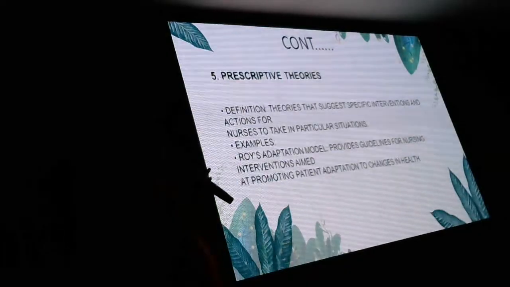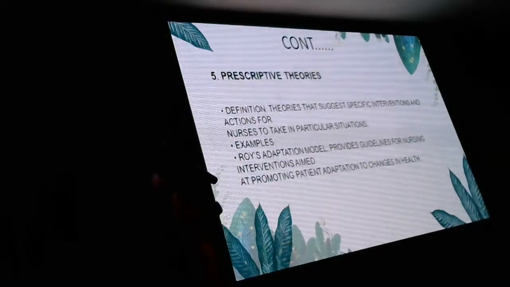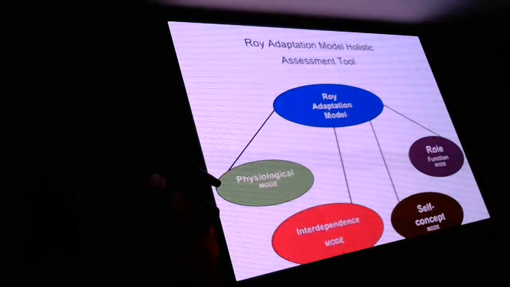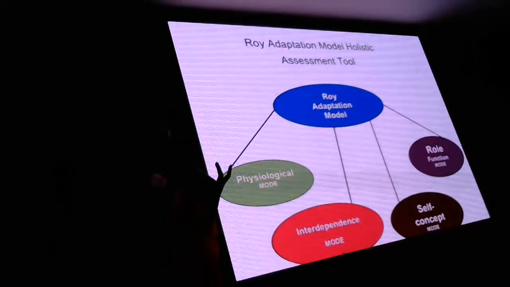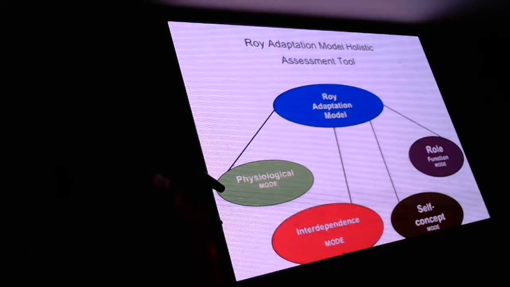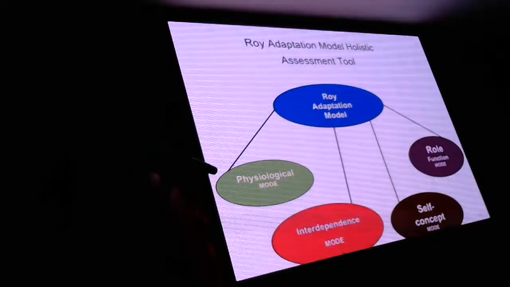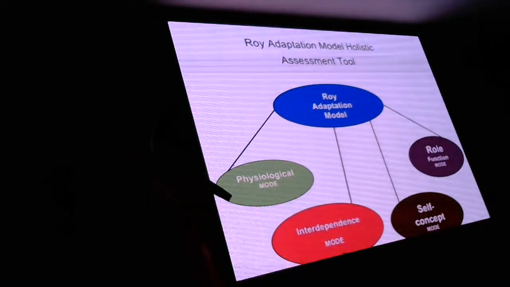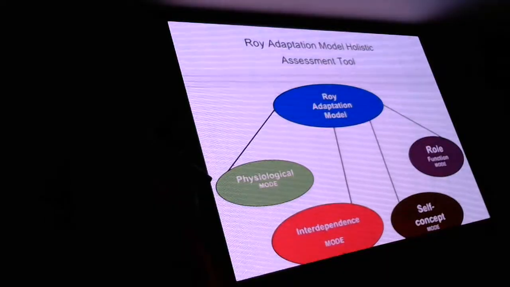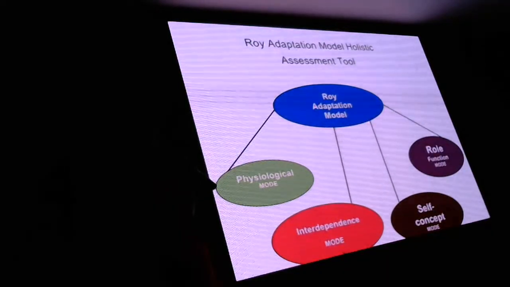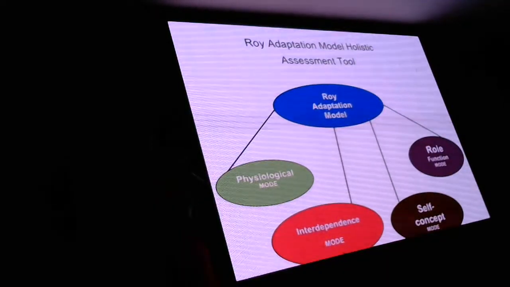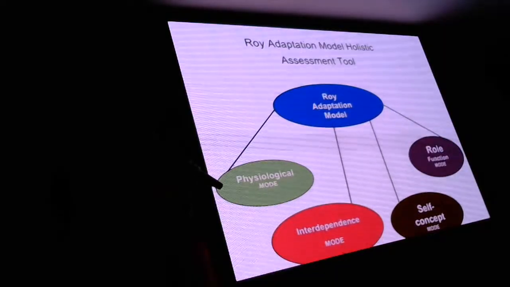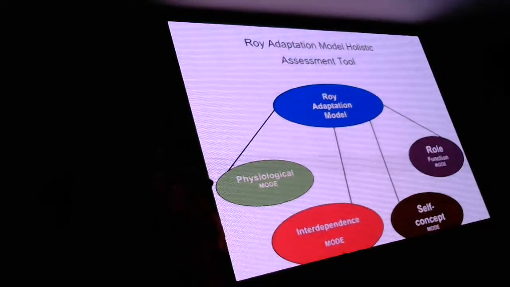I already explained Roy's adaptation model. You all know how, as a nurse, we have to prepare the nursing intervention according to the patient's adaptability to the situation. Yes or no? In Roy's adaptation model, there is the role function mode, self-concept mode, interdependence mode, and physiological mode. These are the 4 modes where it takes place.